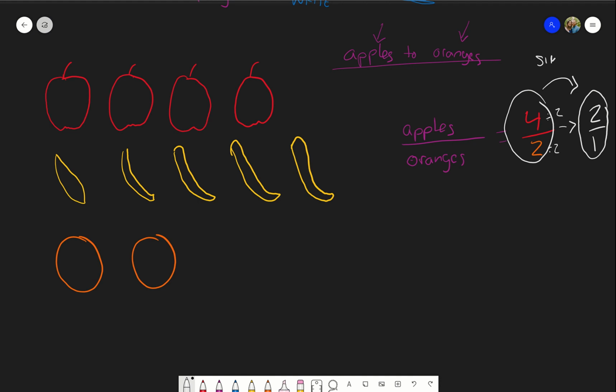Remember, we always want to simplify in math, okay? So much as we can, we want to simplify down our ratios.